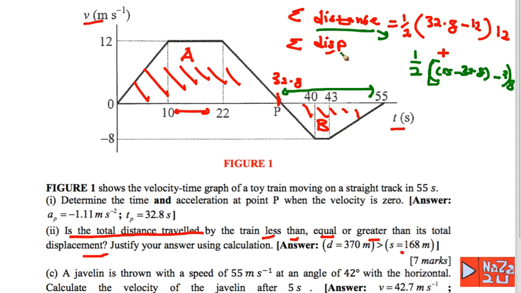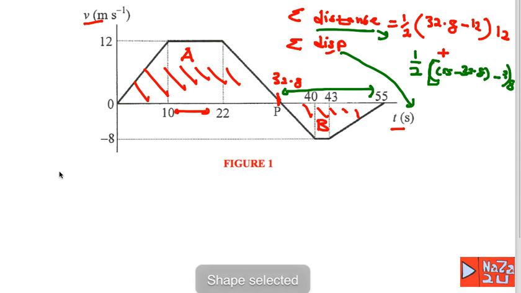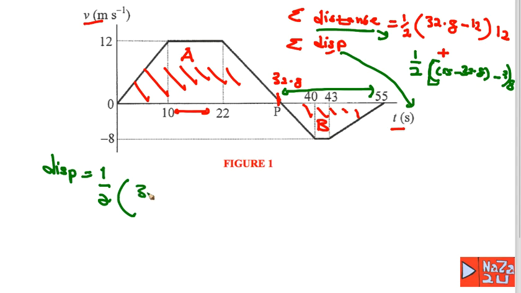And the second part, so I write here for the displacement. For the displacement, we have the area under the graph, but you must consider the positive and negative values. So here the first part for A is half, so we have 32.8 minus 12, the distance here is 12 and the height is 12.